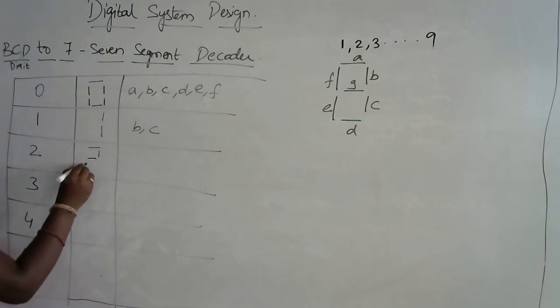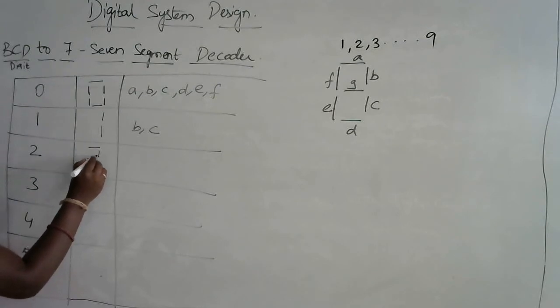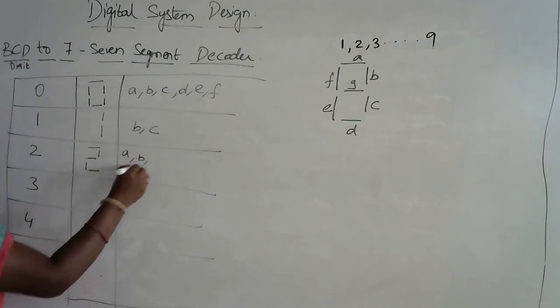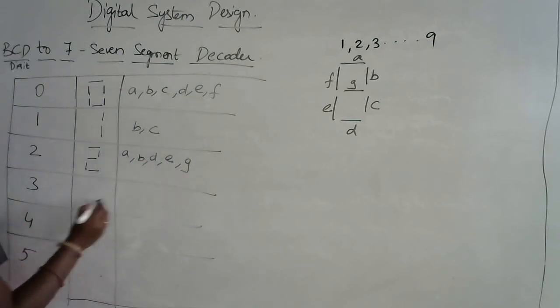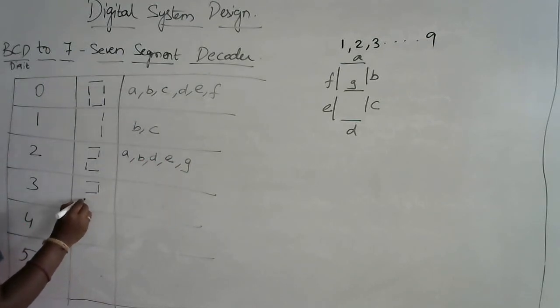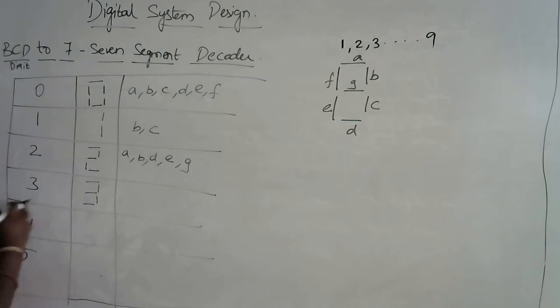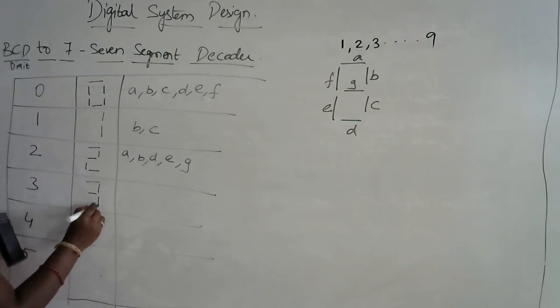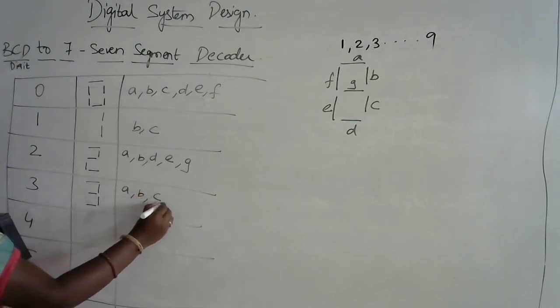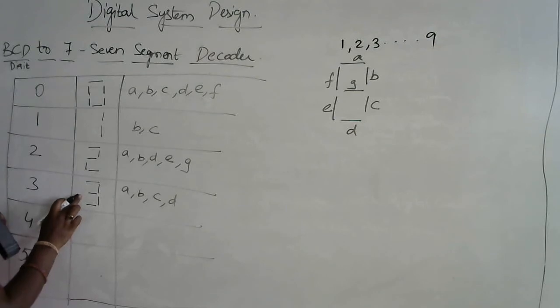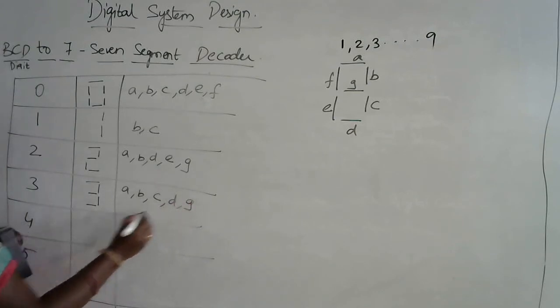For 2, this is A, B, C is not there, D, E, F is not there, G. For 3, this is A, B, C, D, E is not there, F is not there, G.